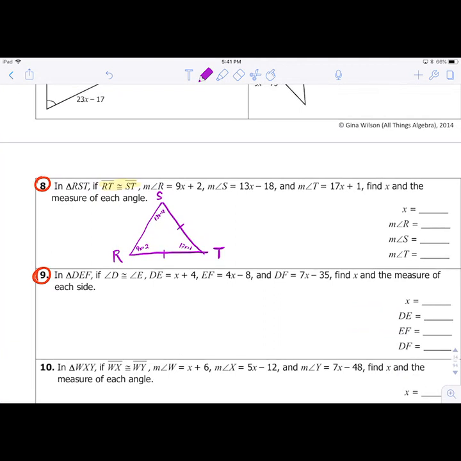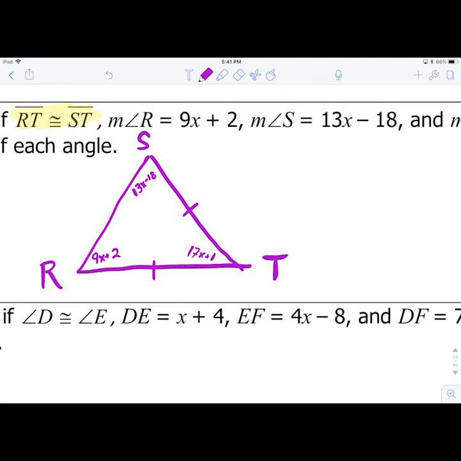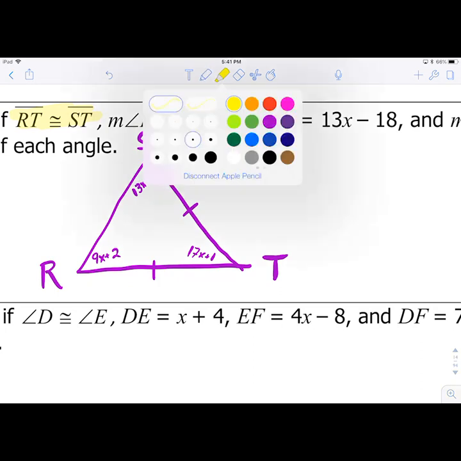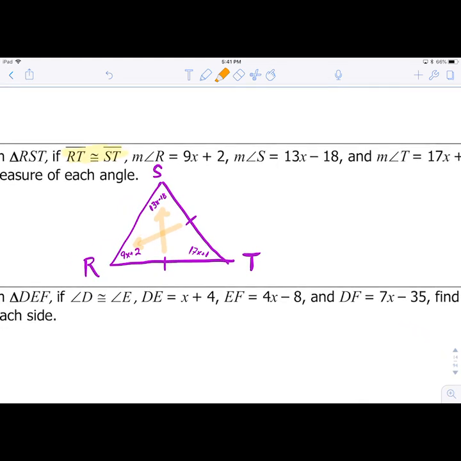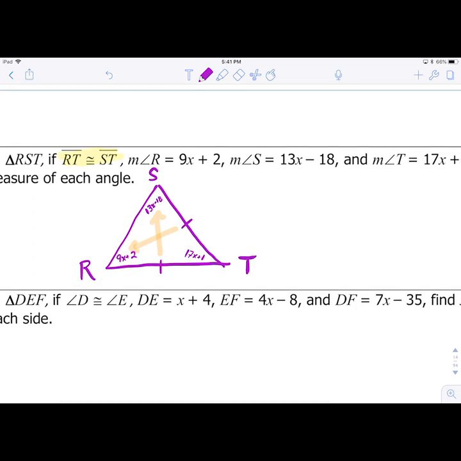Find x. All right, we need to be really careful that we're not setting things equal to each other that we don't know, right? But if you just keep your wits about you, you think about it, you know that this is an isosceles triangle. So what angles are going to be congruent? The angles that are opposite of the congruent sides. So angle R and angle S will be congruent to one another. So I just take those expressions that I was given for those two angles, set them equal to each other, and do some quick math.